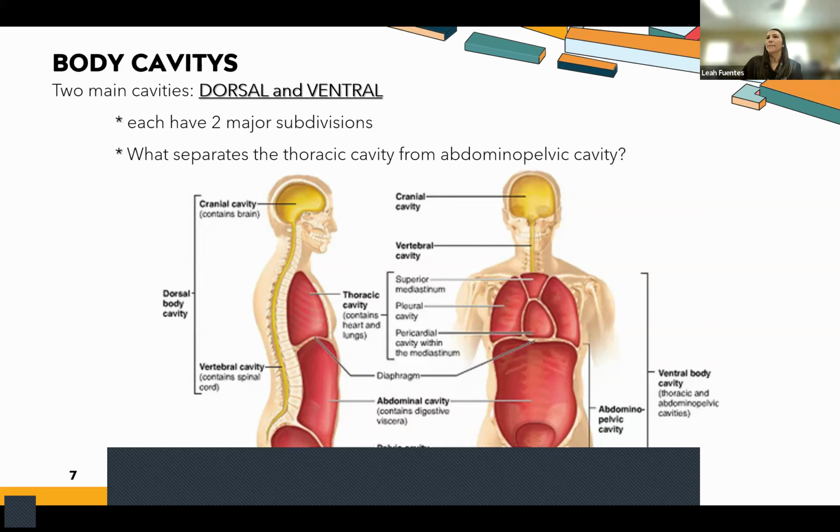What about quadrants? The question was if we would do quadrants and regions on the lecture exam. It may ask you to name an organ system in the right lumbar region or something like that. And that one would probably be a multiple choice question.